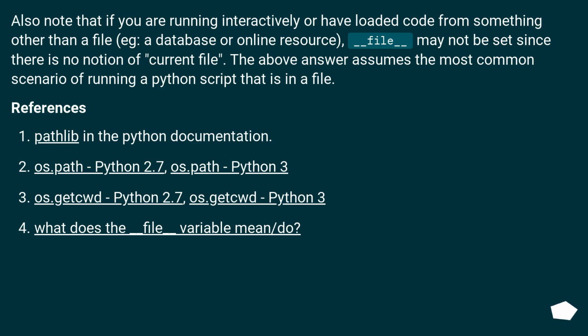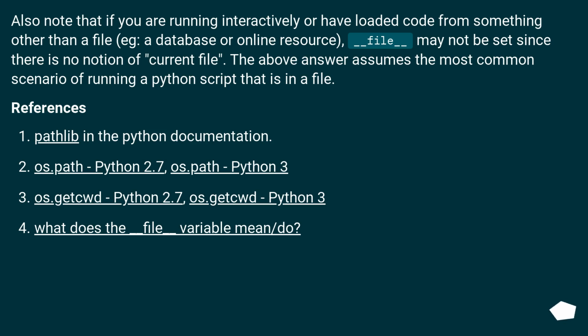Also note that if you are running interactively or have loaded code from something other than a file, e.g., a database or online resource, __file__ may not be set since there is no notion of current file. The above answer assumes the most common scenario of running a Python script that is in a file. References: Pathlib in the Python documentation, os.path Python 2.7, os.path Python 3, os.getcwd Python 2.7, os.getcwd Python 3.